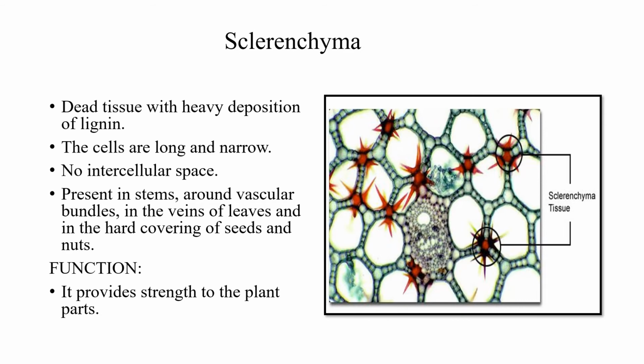Sclerenchyma. It is a dead tissue with heavy deposition of lignin. The cells are long and narrow, with no intercellular space. Mostly found in stems around vascular bundles and also in leaves near the center line, that is in the veins of leaves, and also in the hard covering of seeds and nuts. It provides strength to the plant part.